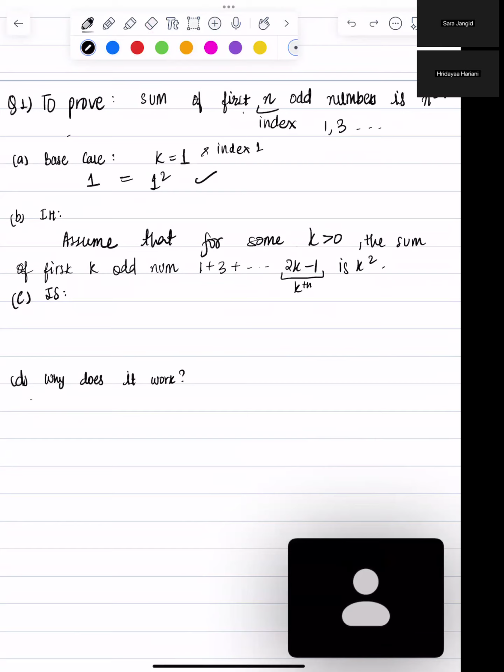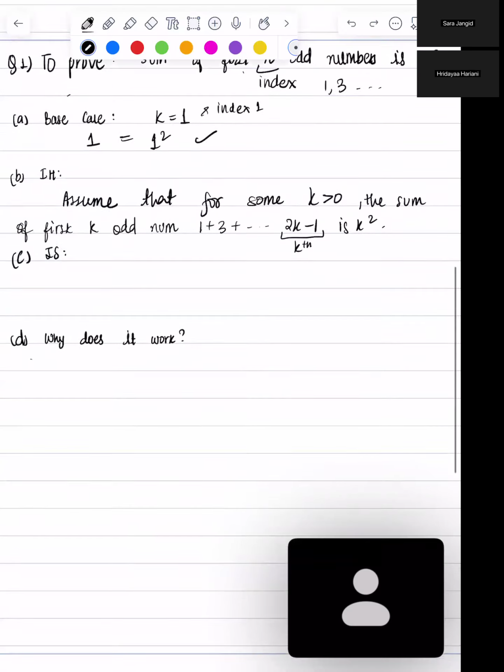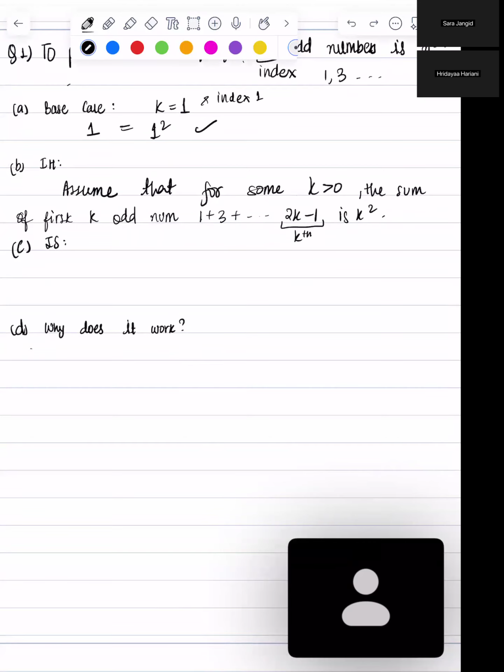It's really necessary to understand what we're inducting on. We're inducting on the index here, not the number itself. That's why it's not 1 plus 3 plus dash dash dash k is equal to k squared. It's the kth value. Now for the inductive step, remember that we have to do k plus 1. So we have to prove the proposition for k plus 1. So this is the proposition for k. What is it going to be for k plus 1? We add the (k plus 1)th term. So we do 1 plus 3 plus dash dash dash, 2k minus 1 plus 2k plus 1. This is the (k plus 1)th term, and this is the kth term.